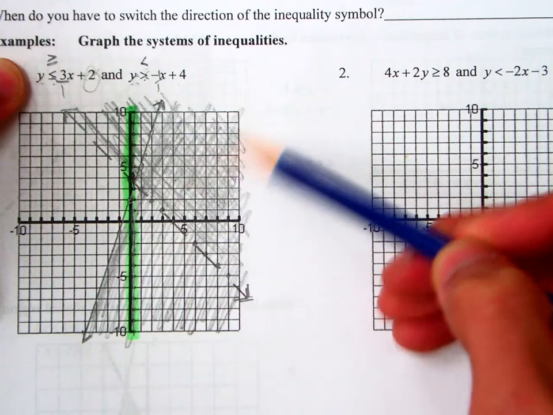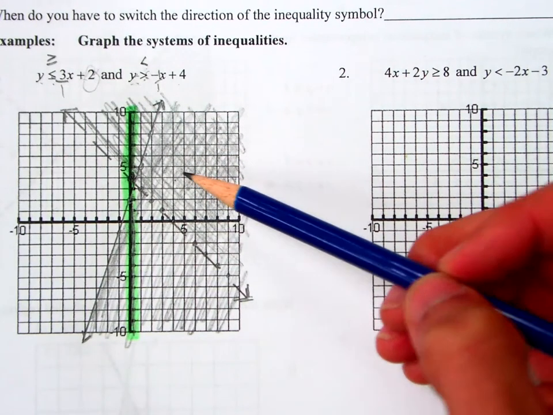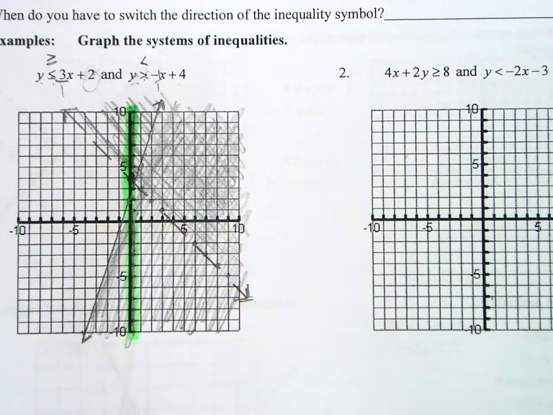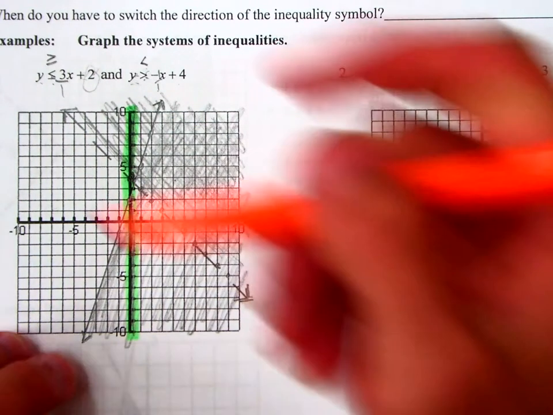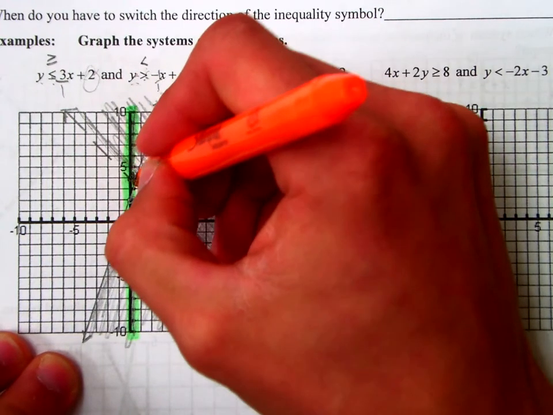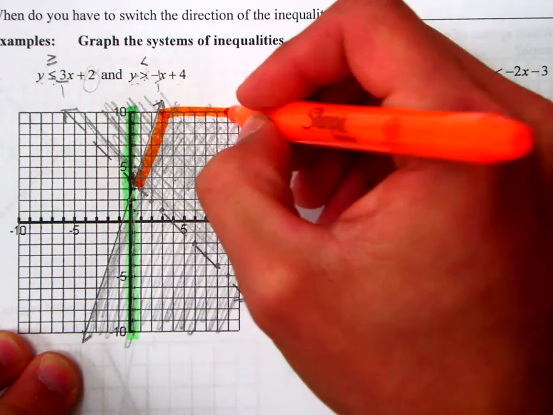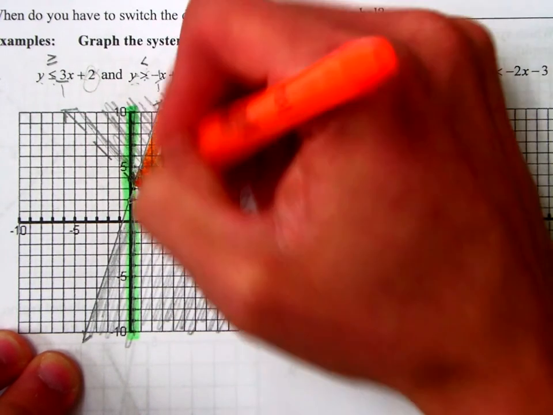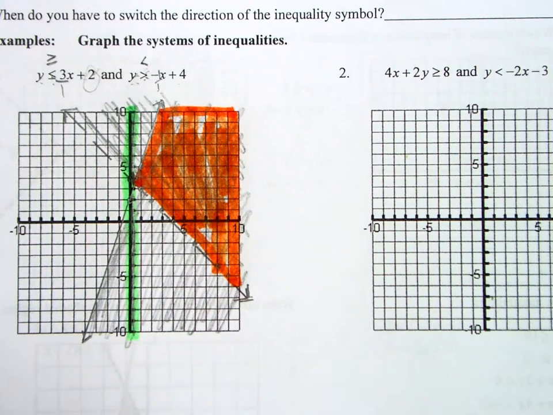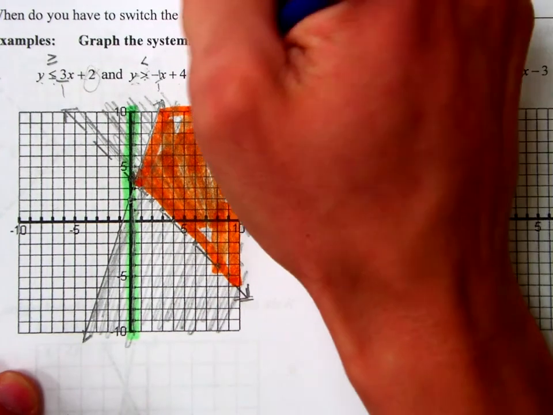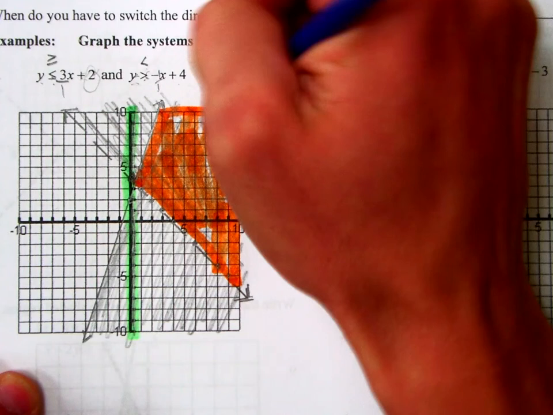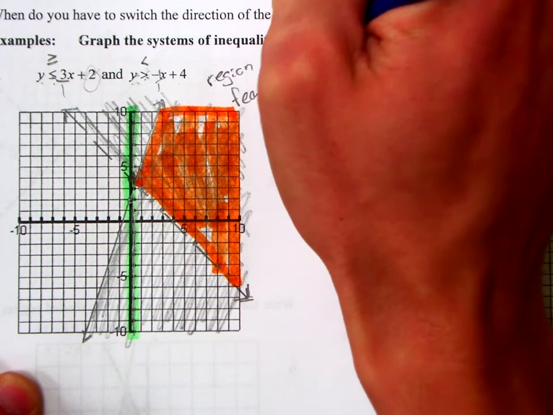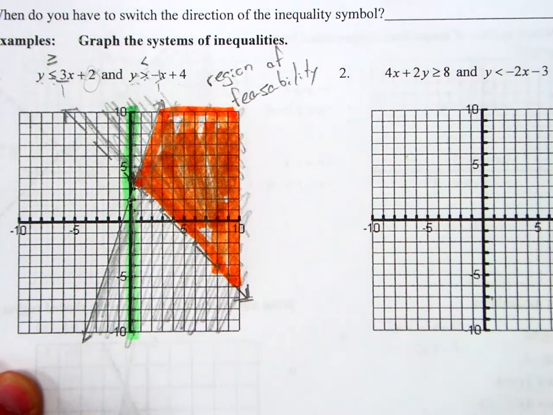Okay, and you can see where all my cross-hatching is happening. That's this area right here, my region of feasibility. That's what it's actually called. Where all of my shading is intersecting, where all of my solutions lie. This is called the region of feasibility. I'm not going to spend too much time making it perfect, so there it is. Region of feasibility. I'll write that out. I sure hope I'm spelling this right. Feasibility.